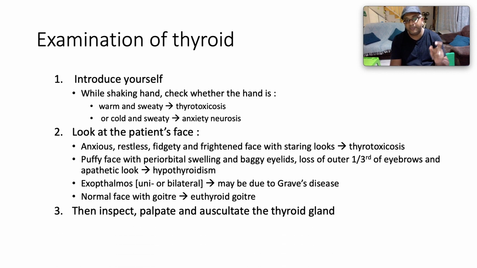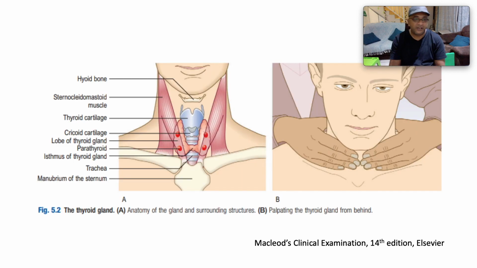Then you want to inspect, palpate, and auscultate that thyroid gland. You're just looking at the anatomy of the thyroid gland together with the surrounding structures. So you can see the cricoid cartilage here, and the thyroid gland sits on top of that. So there's the isthmus, and then we have the right and the left lobes, and sitting on top of those are the beloved parathyroid glands. Alrighty. And this is showing us how we palpate the thyroid from behind.